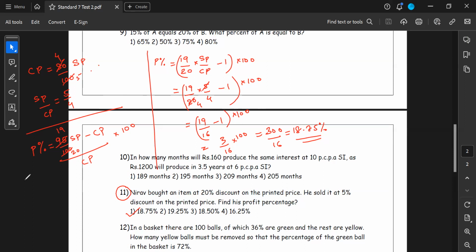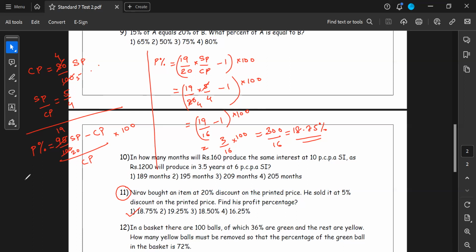But how did you get SP upon CP as 5 upon 4? It should have been 6 upon 5, right? No. Actually, it becomes 6 upon 5 when he's selling at a 20% profit. He got the item at 20% discount. So that's why we cannot use that formula over here. I used the selling profit formula, so that's a mistake I have done. You got my point, right?